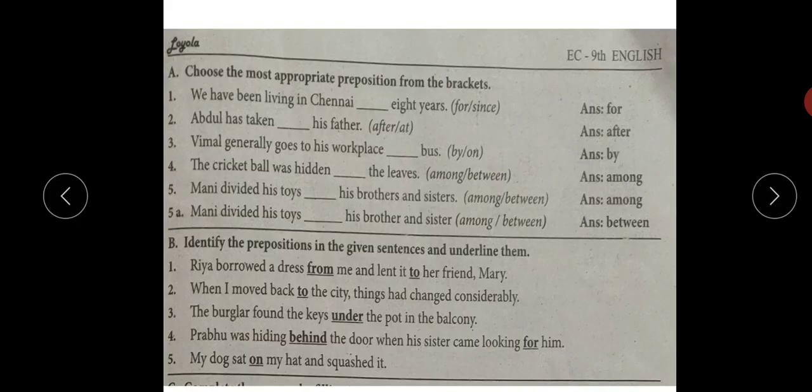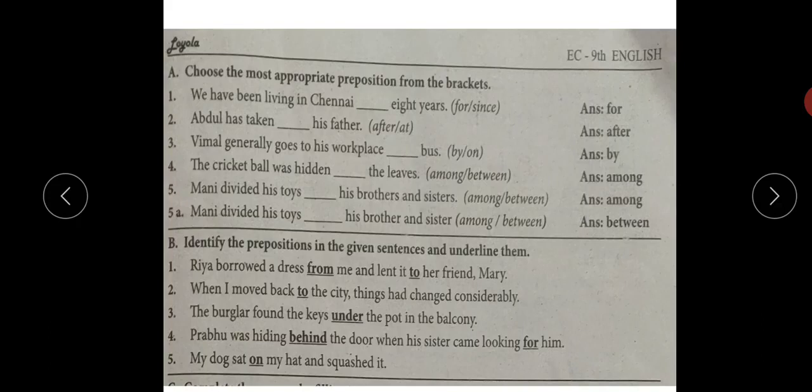Abdul has taken after his father, right. Then Vimal generally goes to his workplace by bus. On bus ஆனால் பஸ்ஸுக்கு மேலே ஏறி நம்ம போகிறதில்ல. Then the cricket ball was hidden among the leaves. So இங்கே லீவ்ஸ் நிறைய இருக்குது. லீவ்ஸை நீங்கள் கவுண்ட் பண்ண முடியாது இல்லையா. அந்த லீவ்ஸ்குள்ளே ஒரு பால் ஒளிஞ்சிருக்குன்னா, between போடணுமா among போடணுமா? Of course it is among, right.